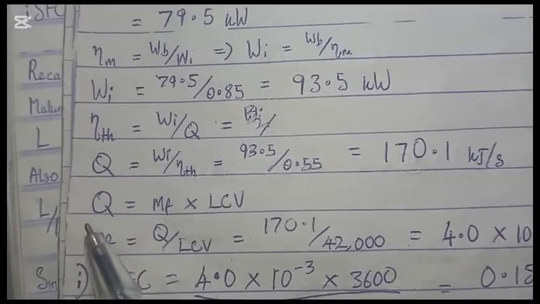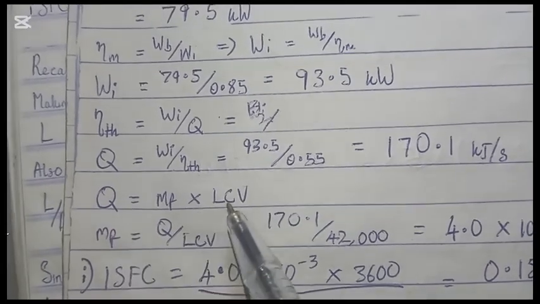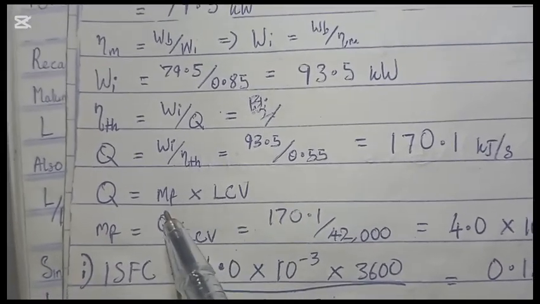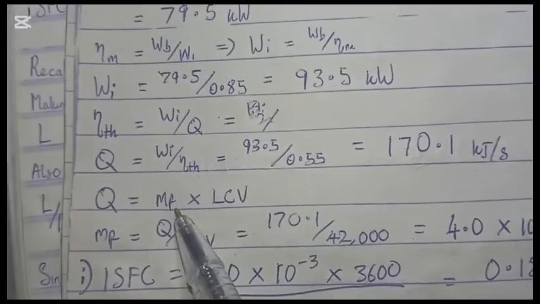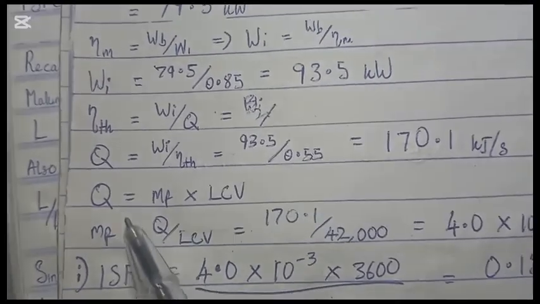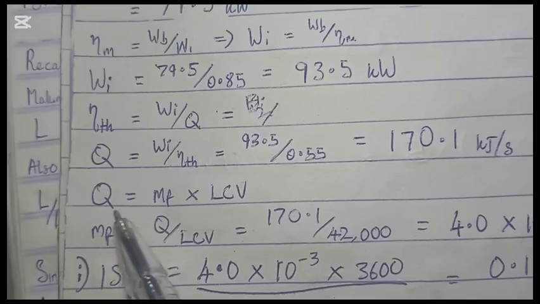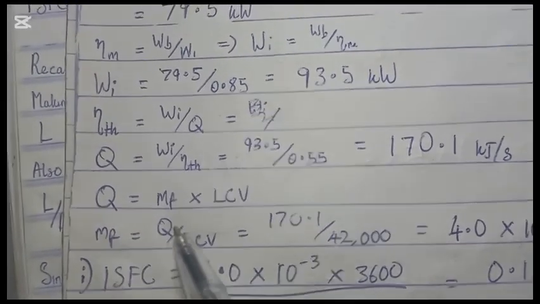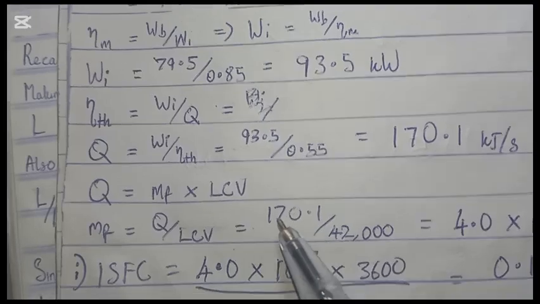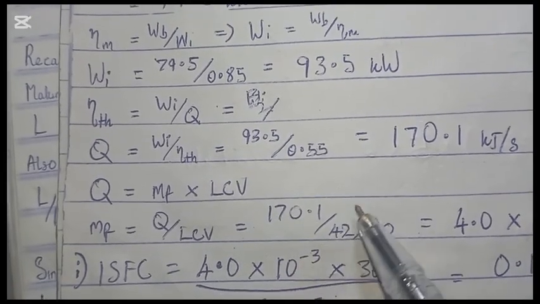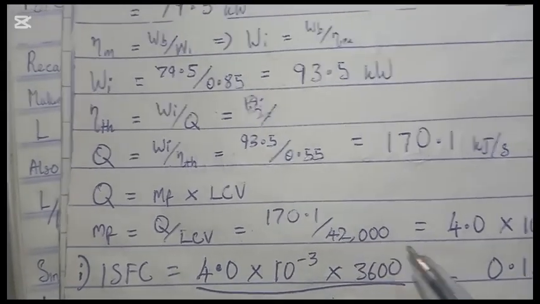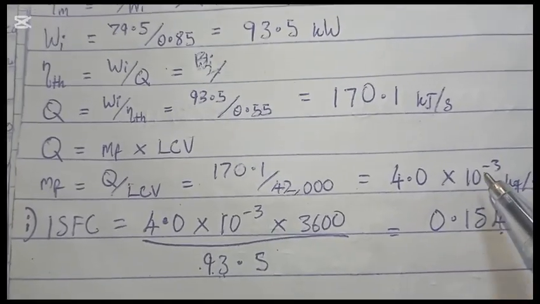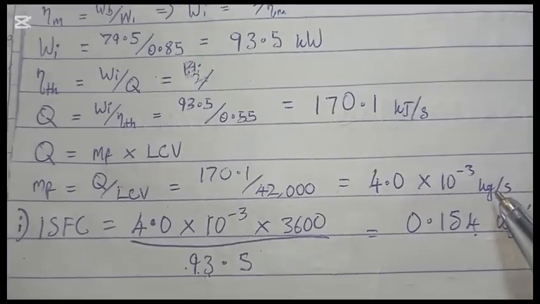But we know now that Q is equal to MF times LCV. We have our Q, and we have our LCV, which is a standard value if it's not given. We can use it to find our MF. Making MF subject of the formula, divide all through by LCV to give MF is equal to Q over LCV, which is 170.1 divided by 42,000, to give you 4.0 times 10 raised to the power minus 3 kilograms per second.